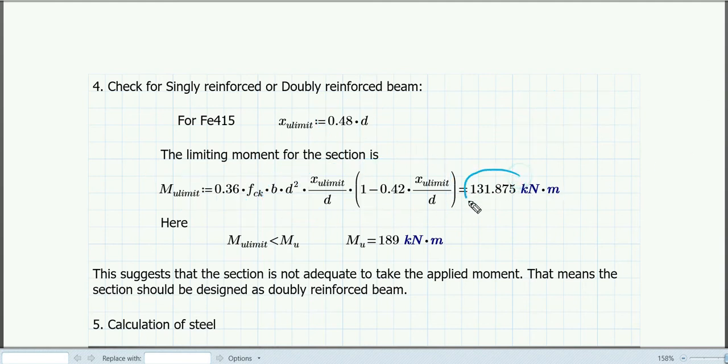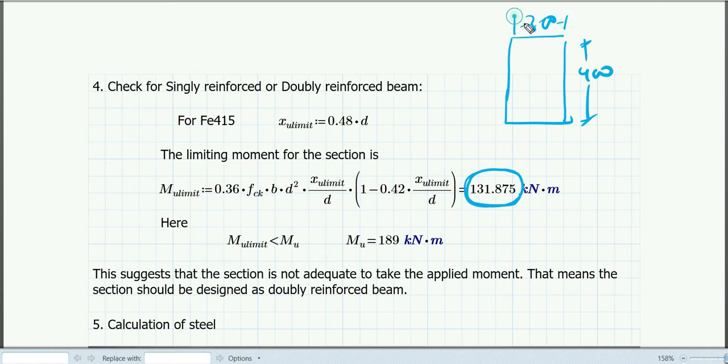Now this is very interesting. This is the maximum moment the section of 300 by 400 can take. It doesn't depend upon how many bars you have provided. The strength it has is 131, right? But the applied moment is 189. As you can see, the applied moment is much larger than how much moment it can take. That means Mu limit is less than Mu.